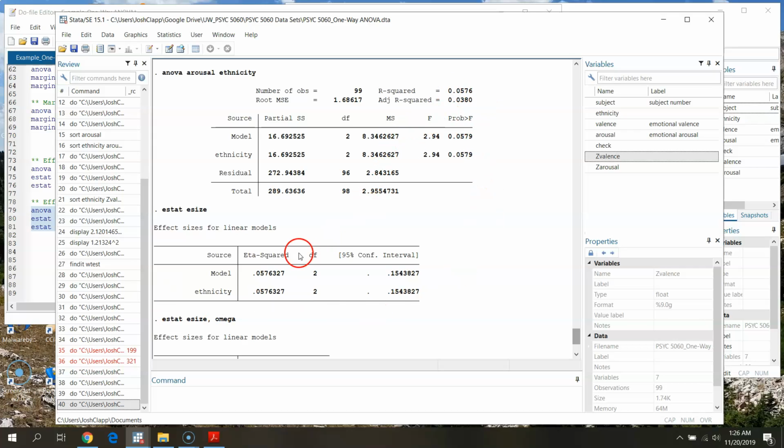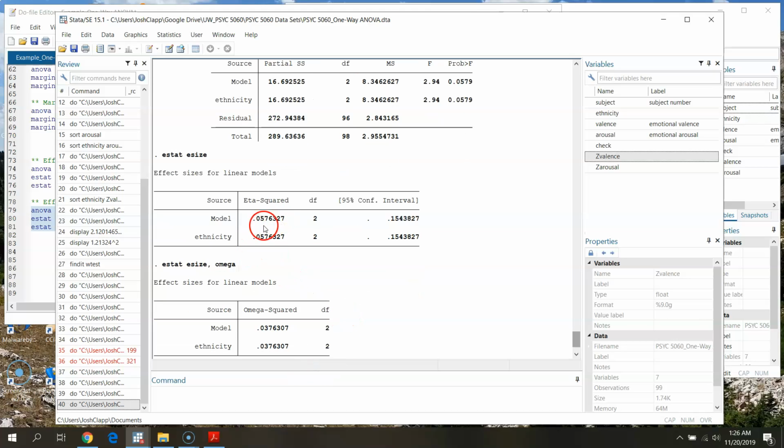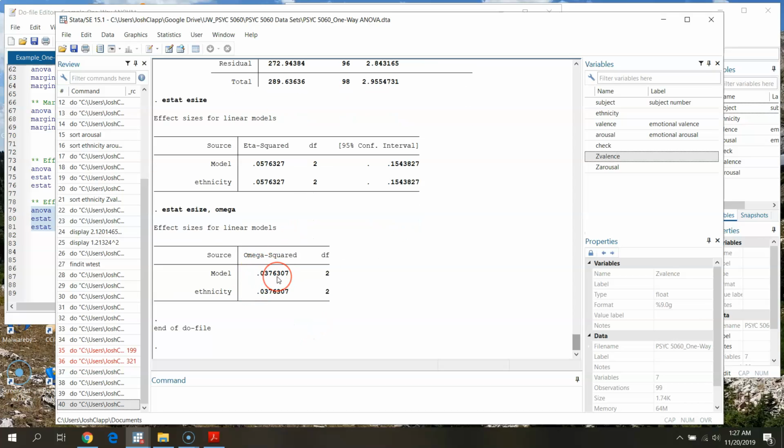We just want to get an estimate of effect size. Again, our R squared value is the same thing, and our ANOVA table is the same for our eta squared value because they're identical. But here it looks like racial ethnic group is accounting for about 5.6% of the total variability in emotional arousal within these data. And again, the lower bound of the 95% confidence interval for this is still going to be 0, but with an upper bound of 0.15.